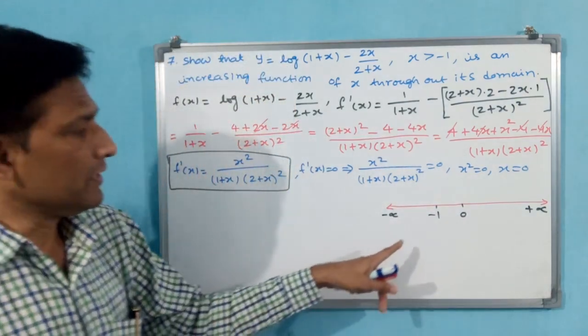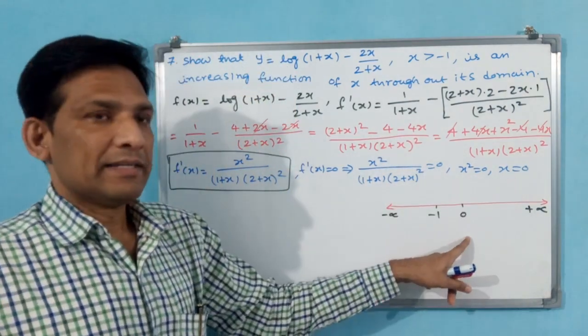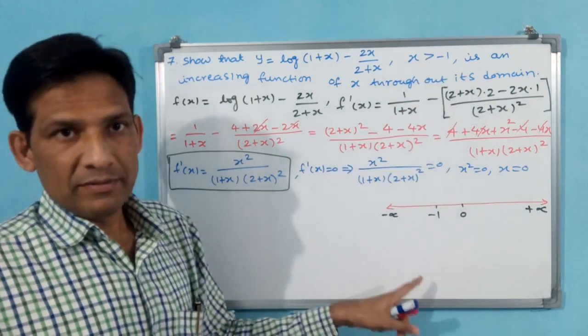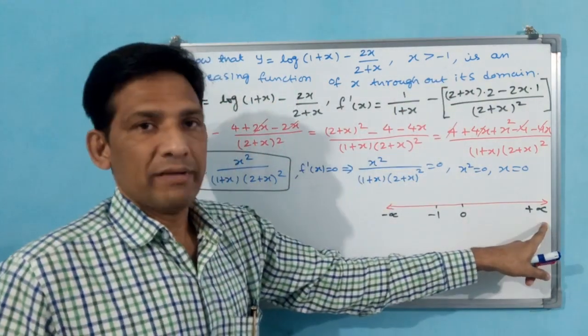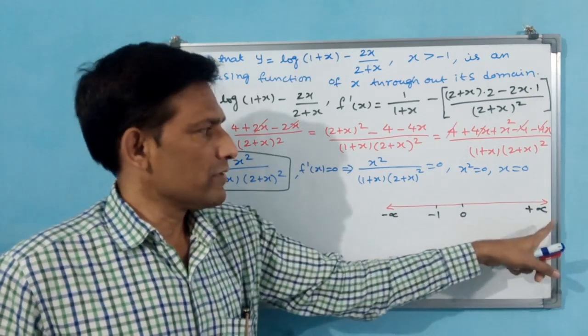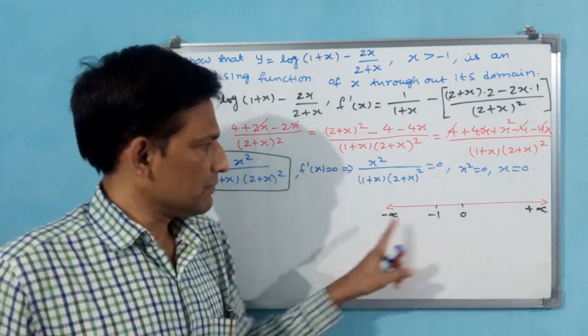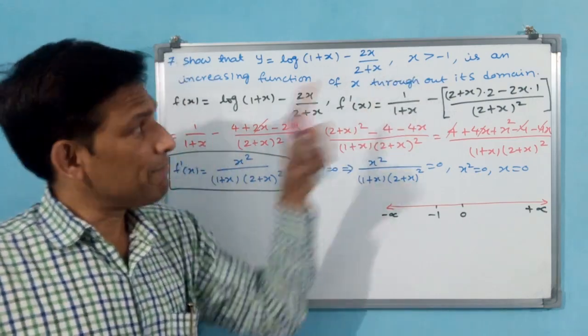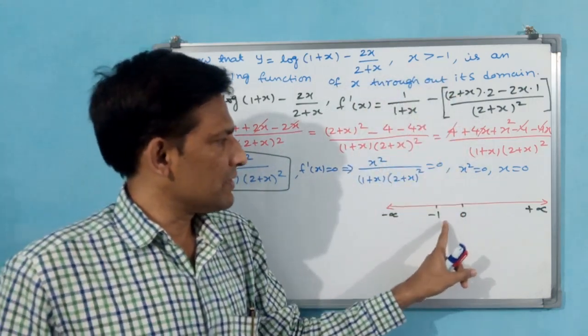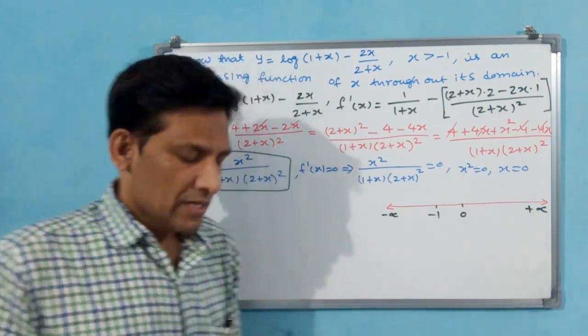You understand carefully. 0 we have got, but minus 1 they have given. Domain, but as per the question, domain is minus 1 to infinity. Minus 1 to infinity, not 0 to infinity or minus infinity to 0. Minus 1 to infinity is 0. They are applying x is greater than minus 1, means greater than minus 1 up to infinity.